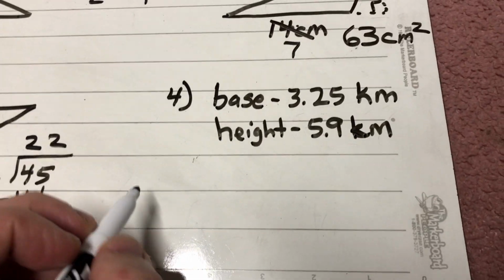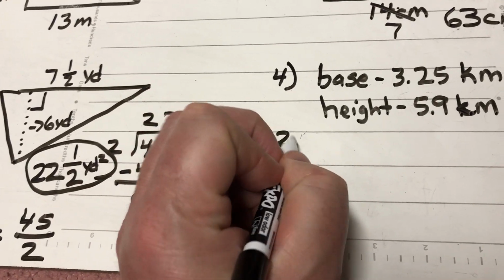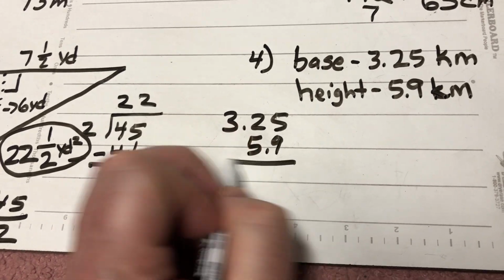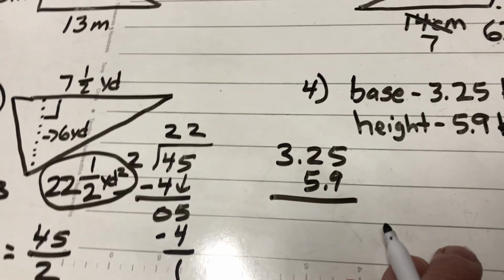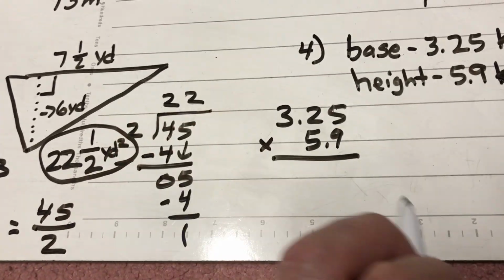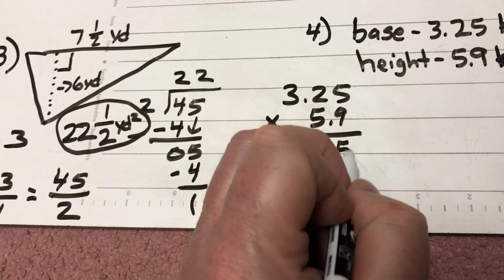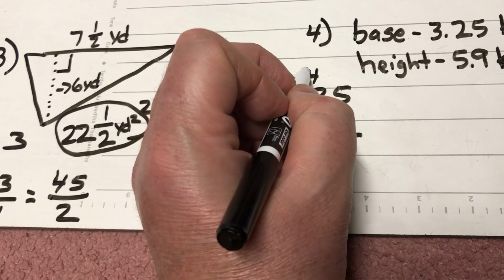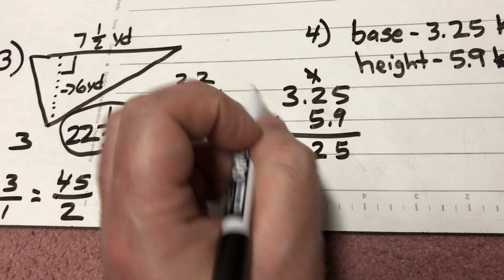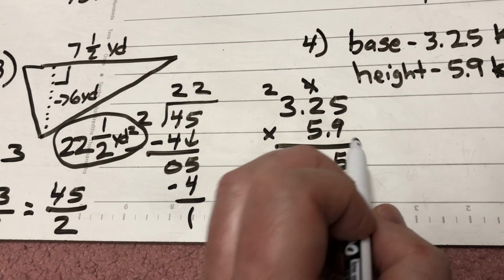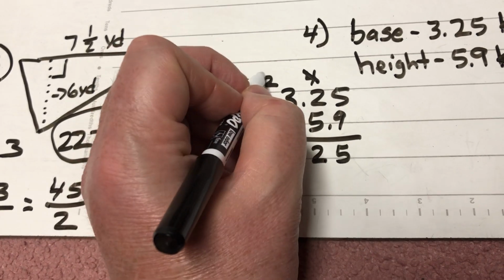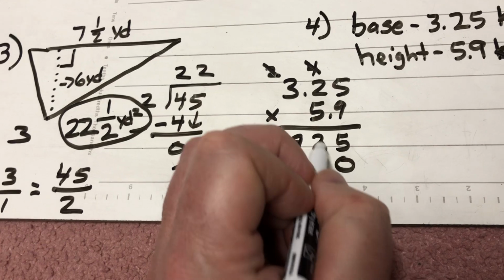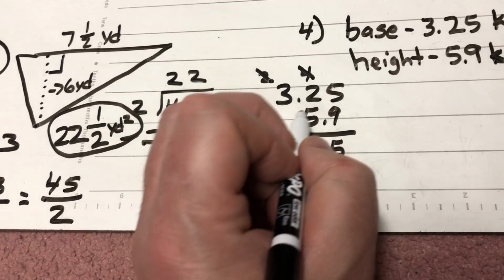So I'm going to take 3 and 25/100ths, and I'm going to multiply that by the 5 and 9/10. As we know, multiplying decimals, place values do not need to be lined up. 9 times 5 is 45. Put the 5 down, carry the 4. 9 times 2 is 18. Plus 4 is 22. Put the 2 down, carry the 2. 9 times 3 is 27. Plus the 2 is 29.